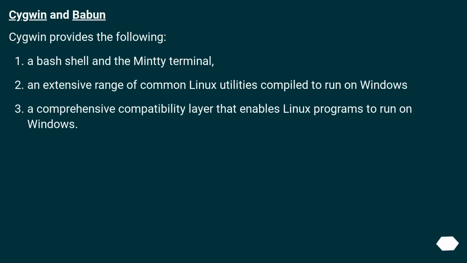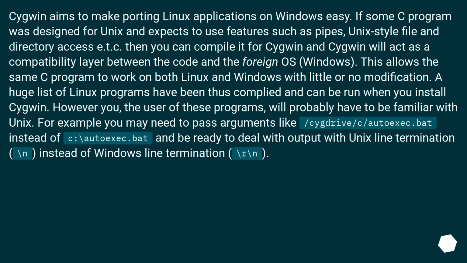Cygwin and Babun. Cygwin provides the following: a bash shell and the Mintty terminal, an extensive range of common Linux utilities compiled to run on Windows, and a comprehensive compatibility layer that enables Linux programs to run on Windows. Cygwin aims to make porting Linux applications to Windows easy.